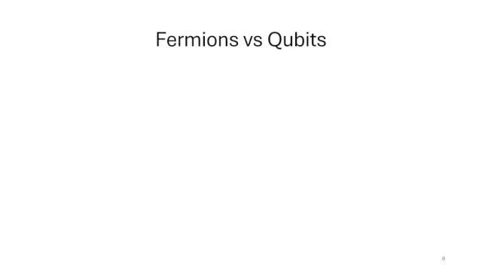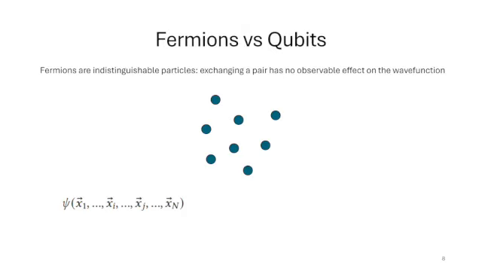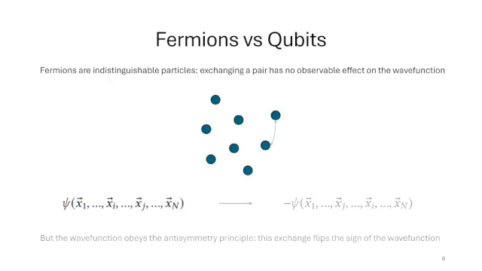Fermions and qubits have very different properties. Fermions are indistinguishable particles. So if we have a fermionic wave function and we exchange a pair of fermions, this has no observable effect on the wave function. There is one particularity though, which is that if we exchange two fermions, we see a sign flip in the wave function. This doesn't change the observable properties, but it does affect the properties of fermions, such as resulting in the Pauli exclusion principle, the fact that no two fermions can occupy the same fermionic mode.